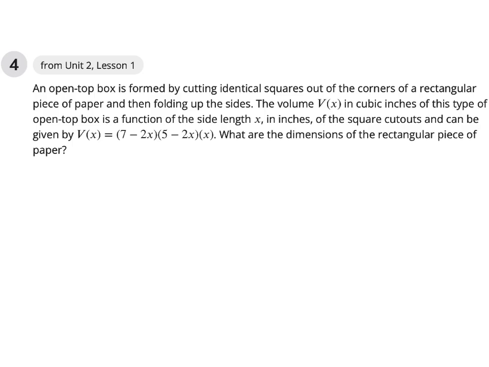Okay, here we have another open top box problem. But what is this question asking us? If we read through it carefully, what are the dimensions of the rectangular piece of paper? So we know we cut 2x off of each side. That means that the dimensions of the piece of paper must be this number and this number. So our original piece of paper was 7 by 5.